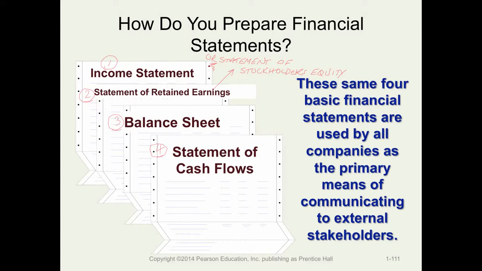Now, the reason why this order is important is because the information feeds from one statement to the other. So the order is critical. Information on the income statement is needed to prepare the statement of retained earnings. Retained earnings is needed on the balance sheet, and then all of these statements will feed into the statement of cash flows.